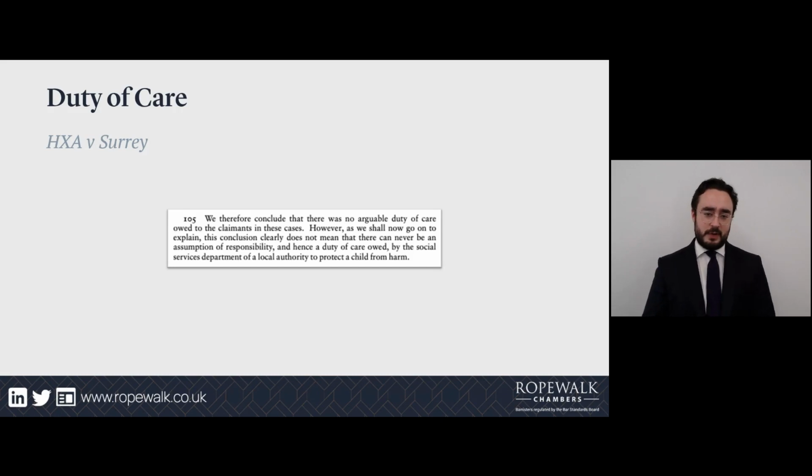And the Court of Appeal was criticised for not grasping the nettle and striking the claims out in an area that the Supreme Court doesn't consider to be a developing or novel area of the law. But they go on to say, well, that doesn't mean there can never be an assumption of responsibility and hence a duty of care. It just isn't this case.